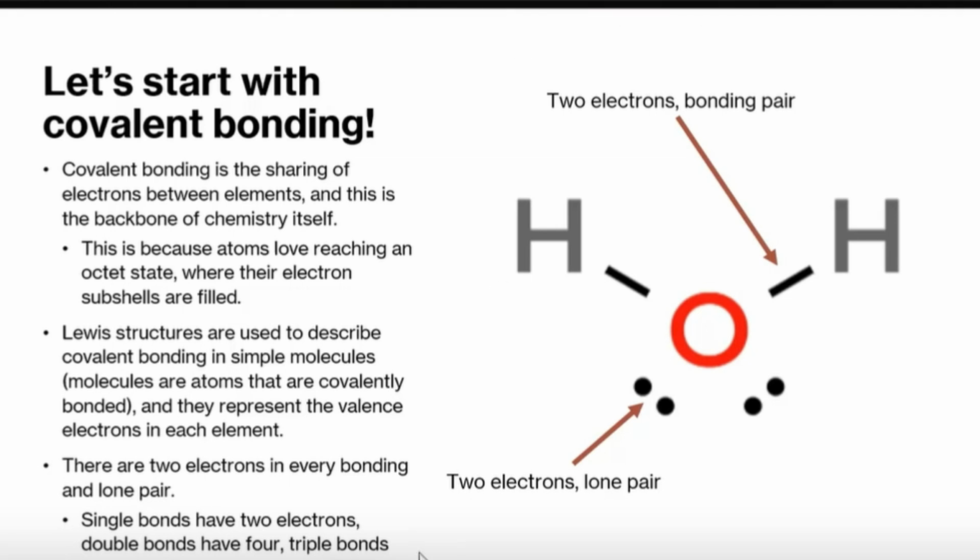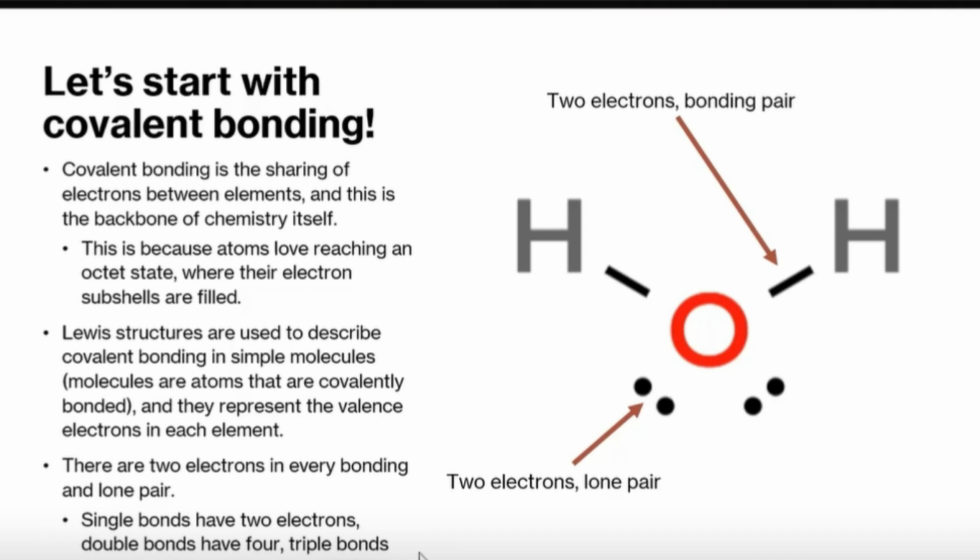So, if you've taken normal chemistry before, you know that atoms strive to achieve an octet state, which is where their electron subshells, which will be discussed next lecture, are completely filled. And it is a universal law that everything, I repeat, everything wants to get to a lower state of energy. Covalent bonding is just the sharing of electrons between elements, in order to achieve an octet state.